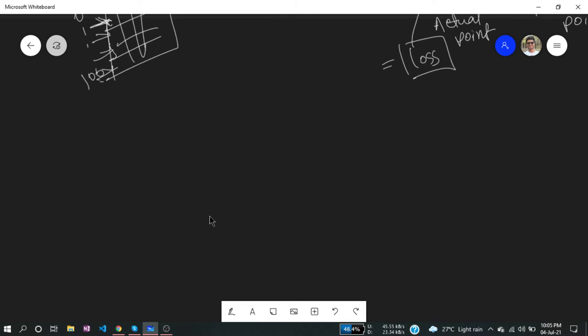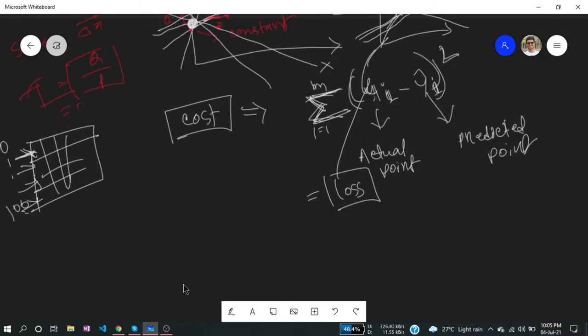One question, bro. We calculate this cost function for what? Yes, we calculate this cost function in every iteration. So where will we use this? In your algorithm, internally it will calculate your loss.